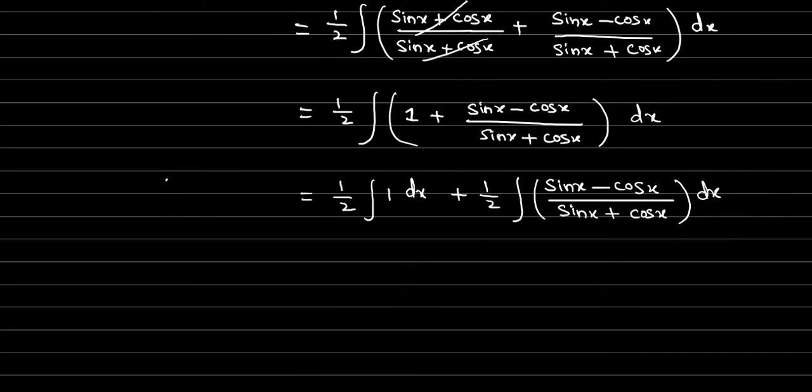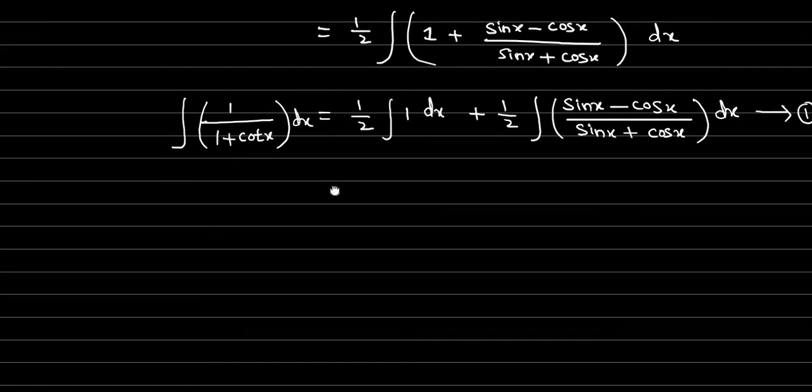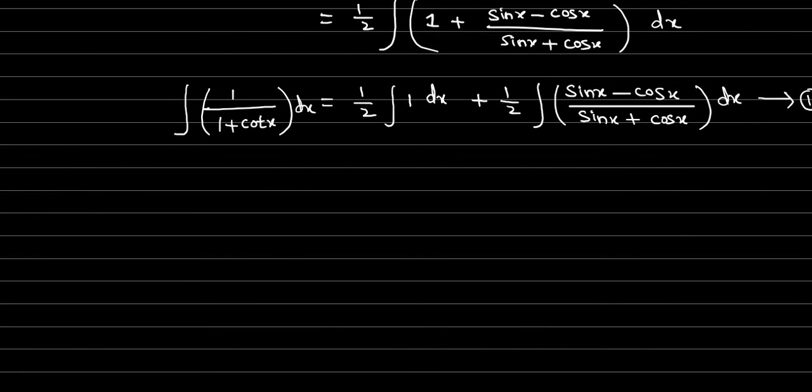So what is that? Integral 1 by 1 plus cot x. So this is equal to this particular part. Now I will name this as equation 1. Now the first part alone I will consider, integral 1 dx. So that part I am going to integrate. Integral 1 dx is what?